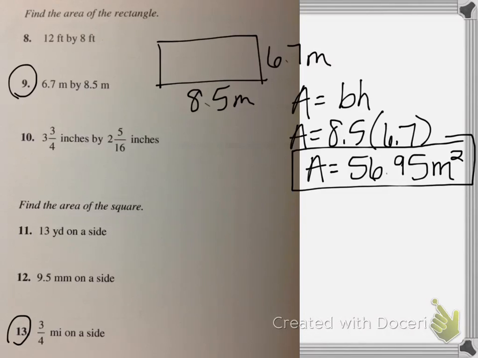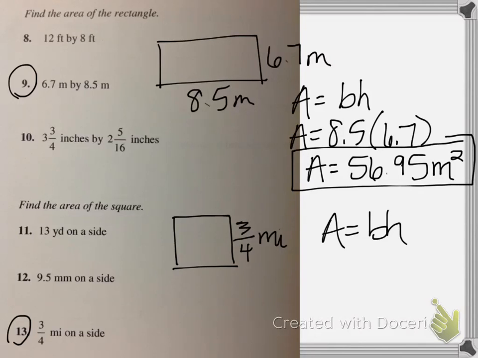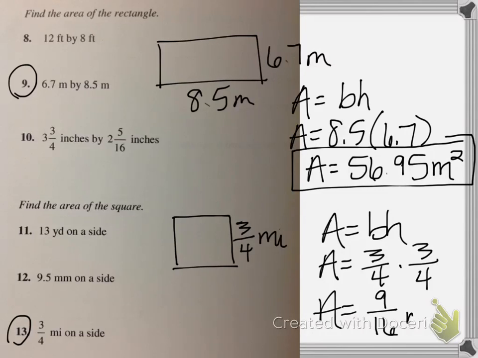Now this one says find the area of the square. And they only give us one piece of information. It says 3/4 mile on a side. Well, because technically it's a parallelogram, it still means base times height, but when you're dealing with a square, your base and your height are the same. So 3/4 times 3/4 is, well, you multiply straight across, so we get 9/16 square miles.